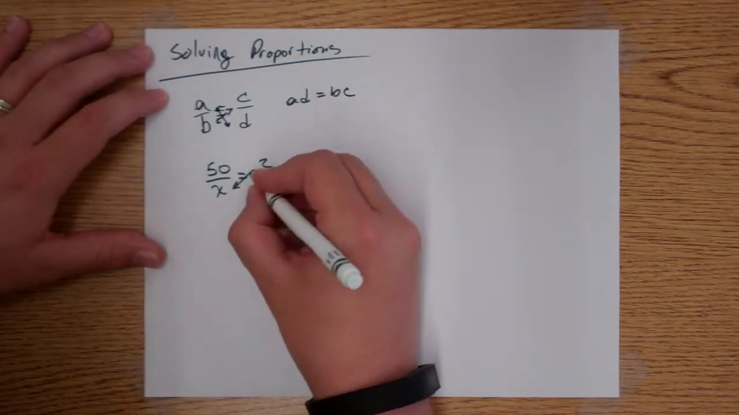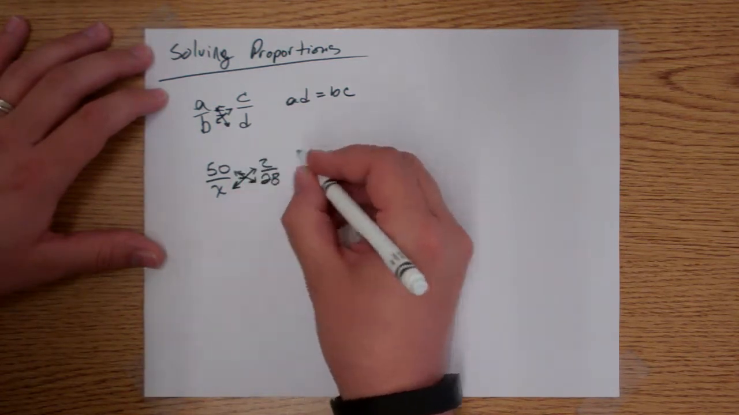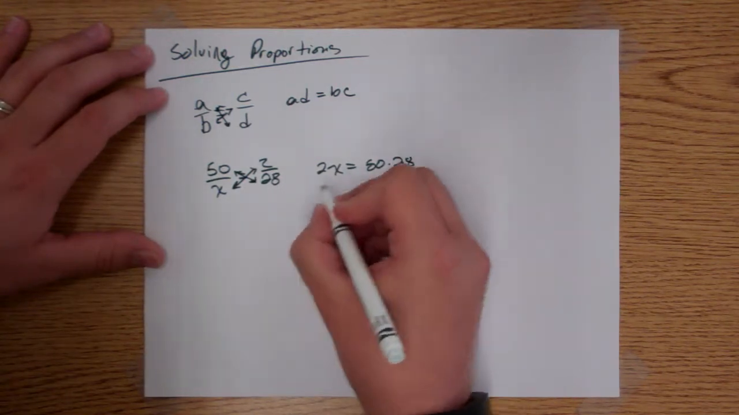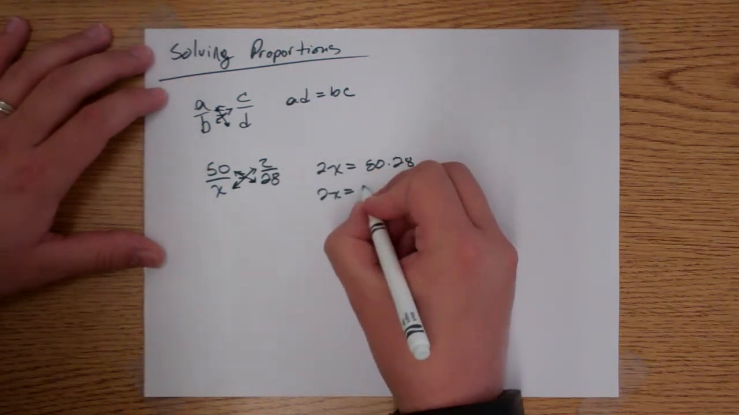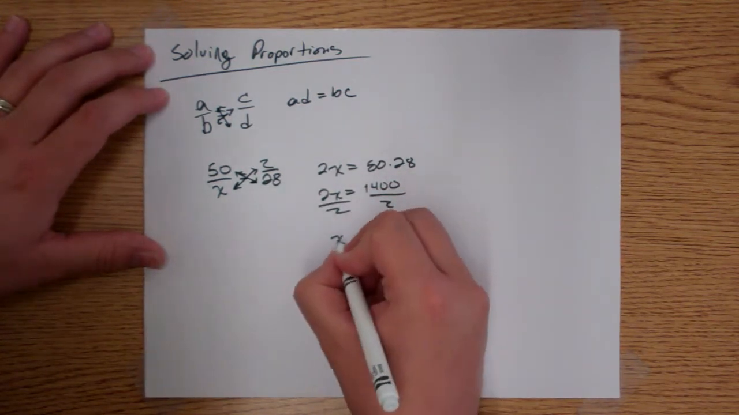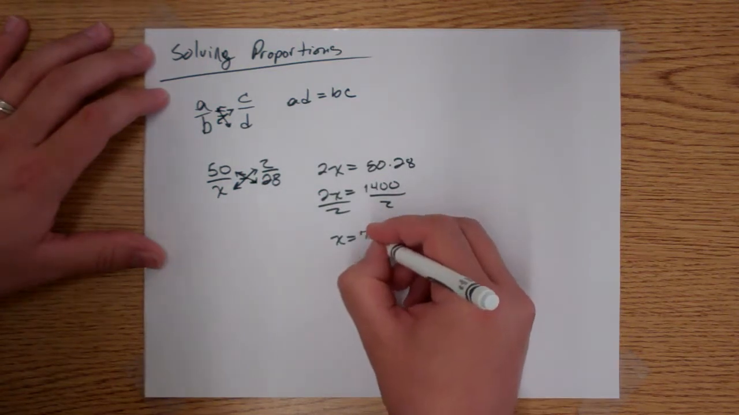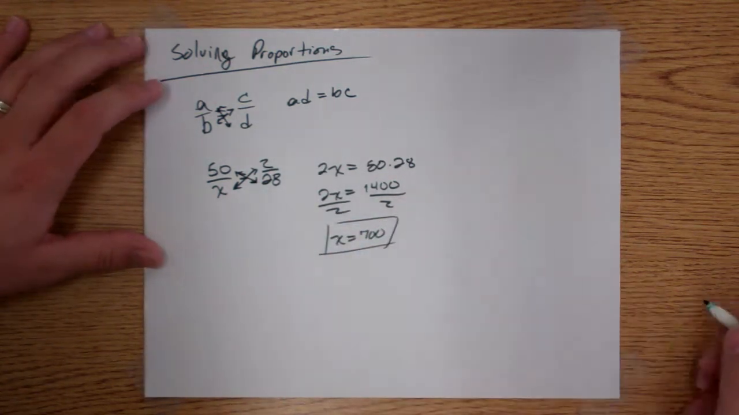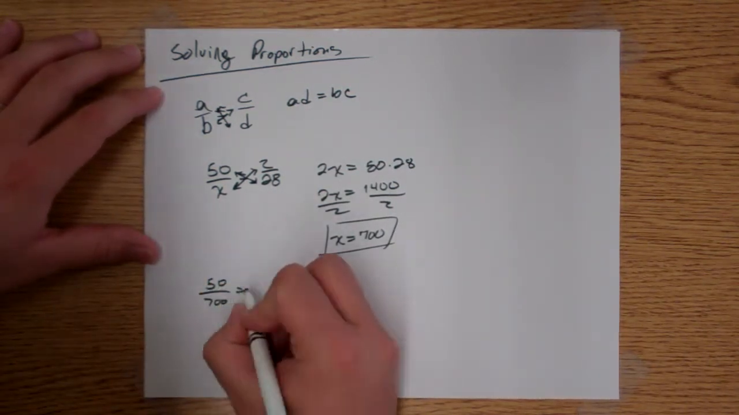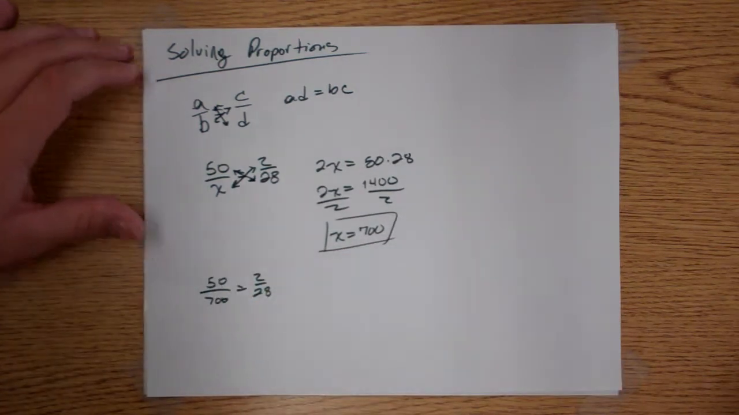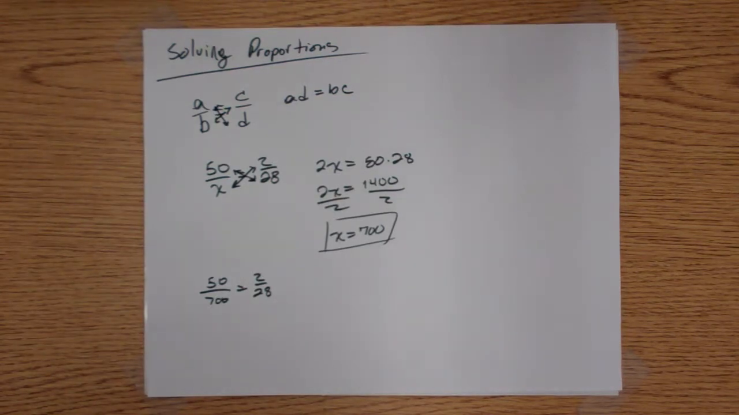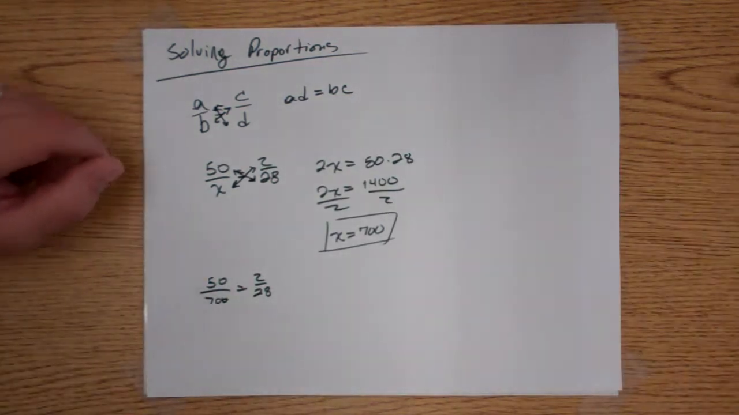So because we're cross-multiplying, this would be 2x equals 50 times 28, which is 1,400. And now, of course, we have to divide by the 2, solve like any other equation. So x would be 700. So 50 over 700, if you reduce it, it'll reduce down to 2 over 28. All right, so that's solving proportions.